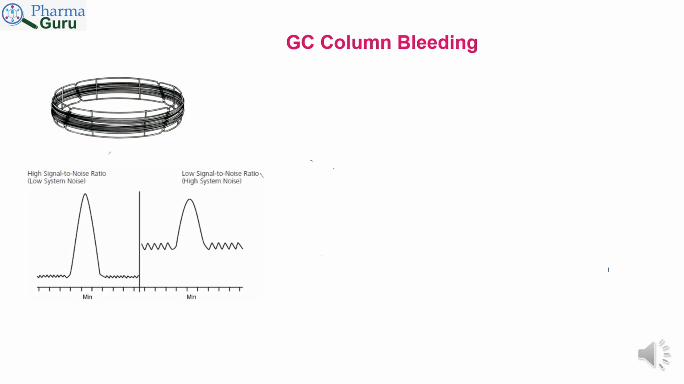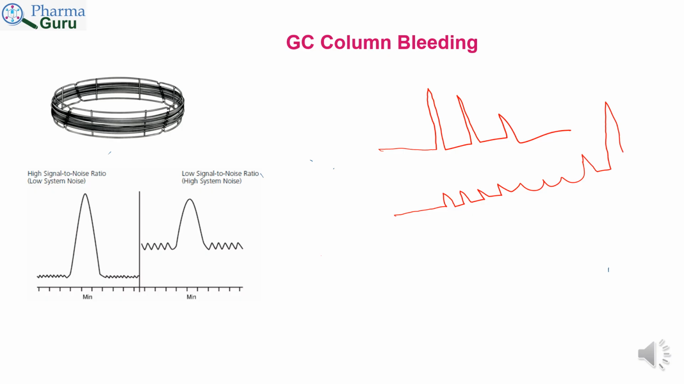GC column bleeding. Generally in GC we see a smooth baseline with sharp peaks, but when you are not using proper GC operating parameters, then a lot of noise is coming and you are getting such type of peak. This phenomenon is called GC column bleeding. Now the question comes, why does it happen?